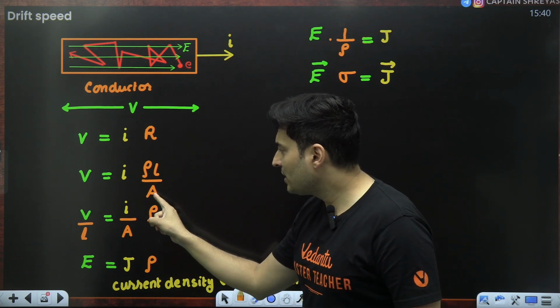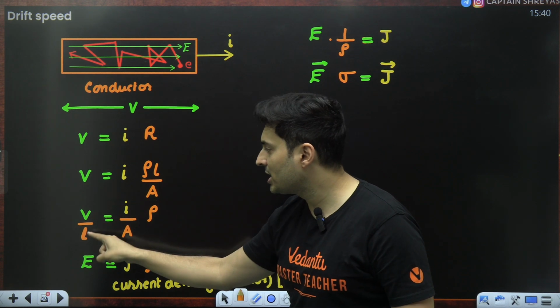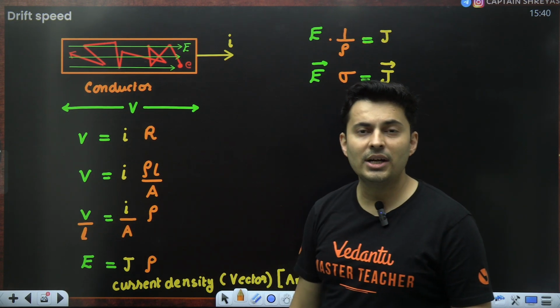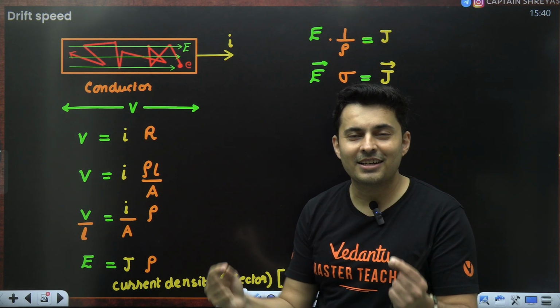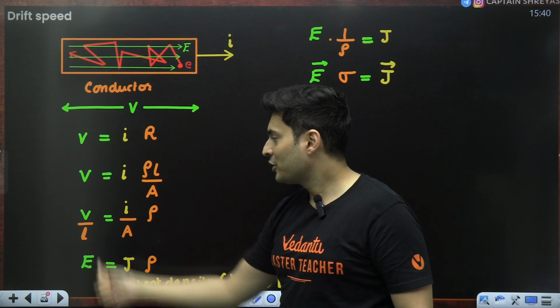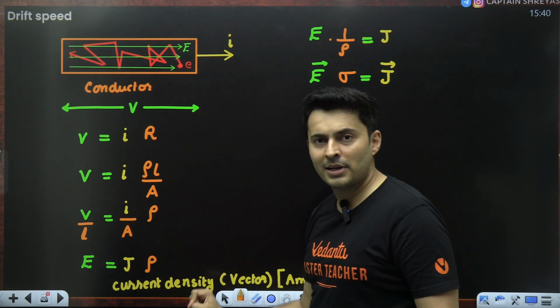I will shift this area below the current. This L which is in the numerator, I will shift it below the voltage. What is voltage per unit length? Volts per meter. Potential difference per unit length is the electric field. So V by L is E. Rho is as it is kept over here.